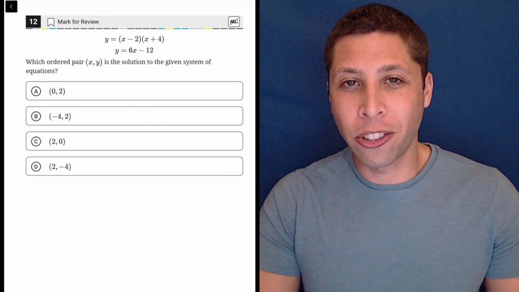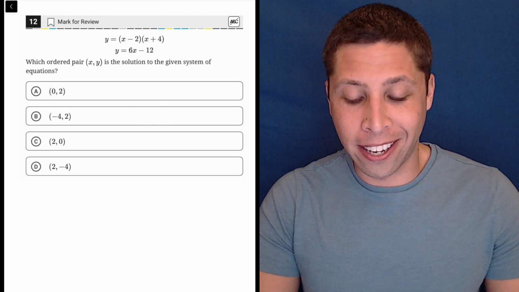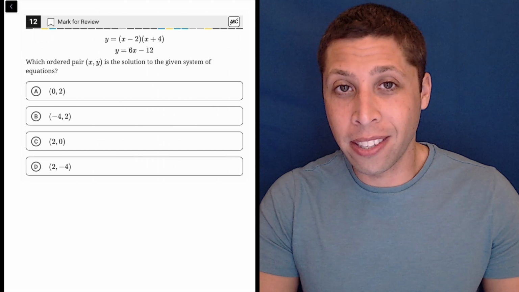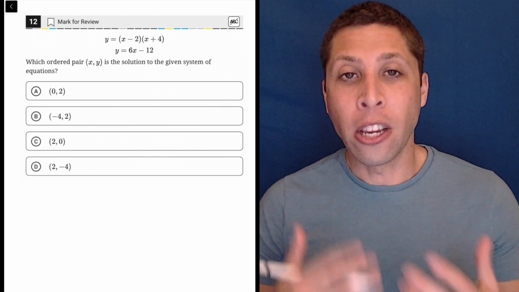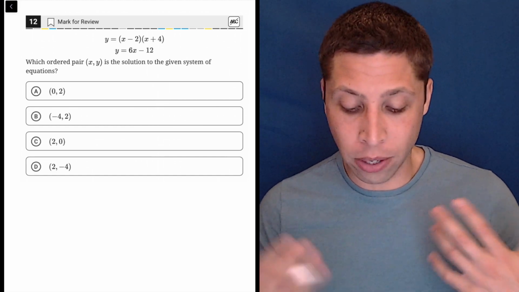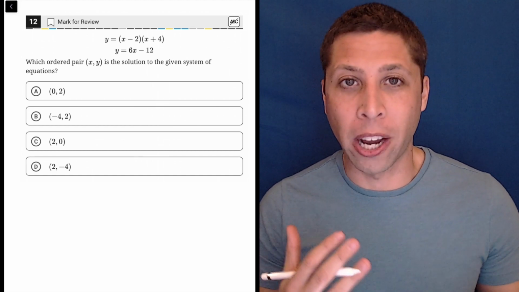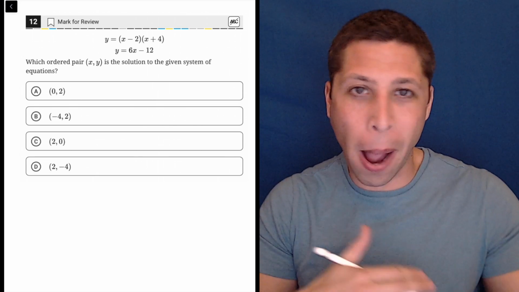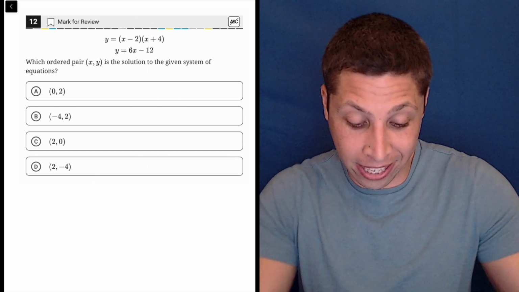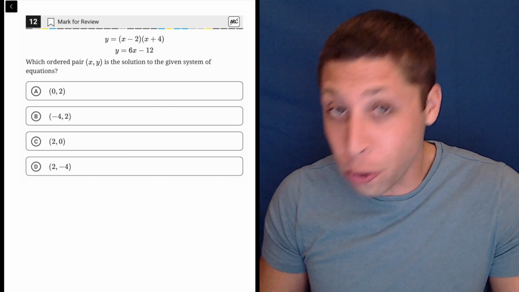I have to admit, this question has me a little conflicted. On the one hand, this is the new SAT, and I'm a big fan of solving systems of equations using the Desmos calculator, right? We don't need to solve this in any algebraic way. Let's just put this into the calculator, see where the line and parabola intersect, and that's going to give us one of our answers. So we could do that.